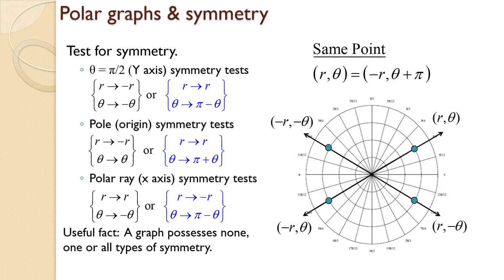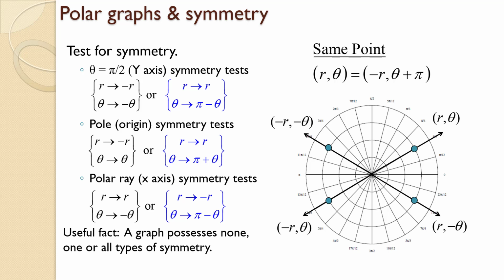So one thing you can do is a test for symmetry. Now there's x-axis, y-axis, and origin symmetry, but here we call it the axis with respect to the line theta equals pi over 2. That's the y-axis symmetry. You have the pole symmetry, that's the origin. And you have the polar axis symmetry, which is the x-axis symmetry.